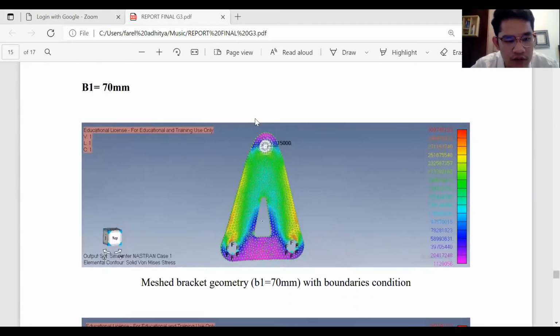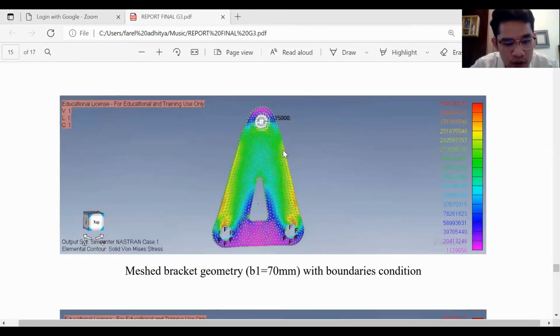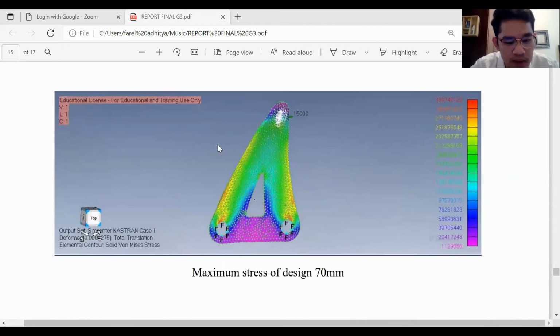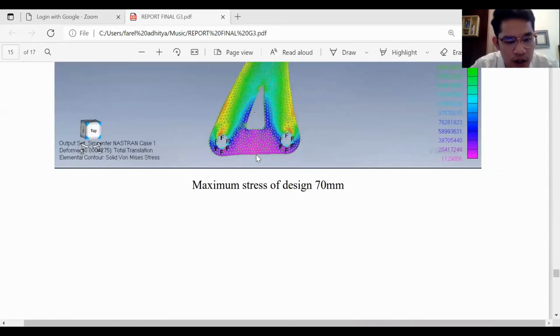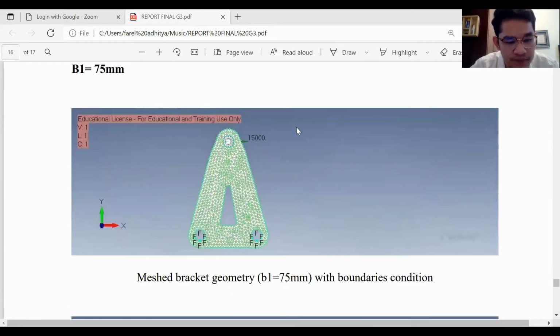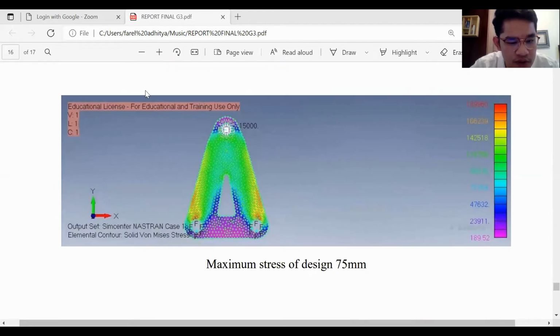Okay, and this is for 70 millimeter. This is the mesh bracket geometry, and this one is the maximum stress of this design. And the last one is 75 millimeter. So this is the bracket geometry with boundary condition, and this is the maximum stress of this design.